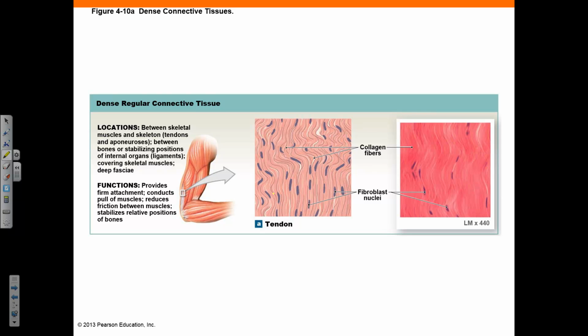It can be found in tendons, ligaments, and covering skeletal muscles. The example of dense connective tissue shown is from a tendon. So here you can see all of those collagen fibers and how they line up parallel to each other throughout that tissue that makes up the tendon.